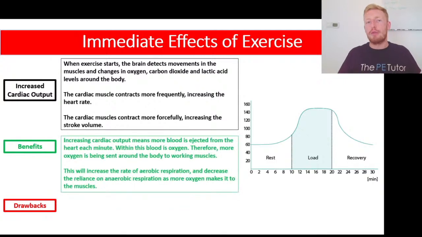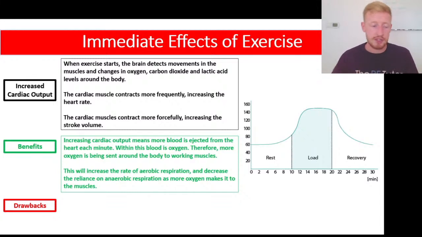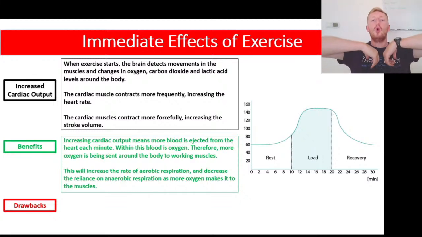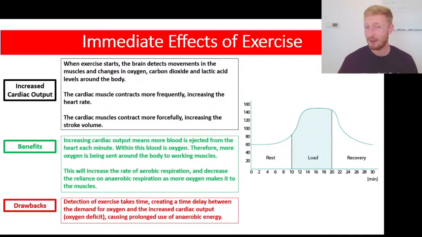Why is it a good thing? Well, the benefits are we get more blood being passed around our body per minute, and hopefully inside that blood we've got more oxygen. So more oxygen is being delivered to the working muscles. Not only that, because the blood is visiting the muscles that are working, it can start to pick up some of the carbon dioxide that's being produced, taking it back to the lungs, ready for exhalation. So we can get rid of CO2, we can increase O2 delivery, so we can satisfy higher demands for aerobic energy systems.